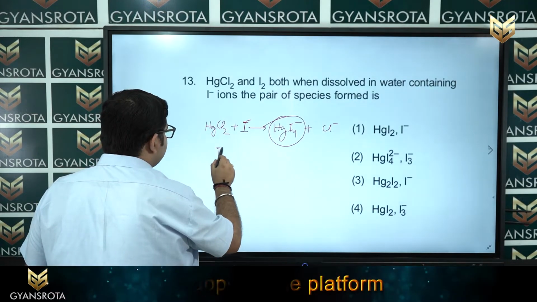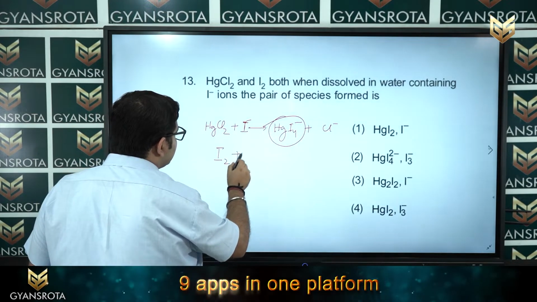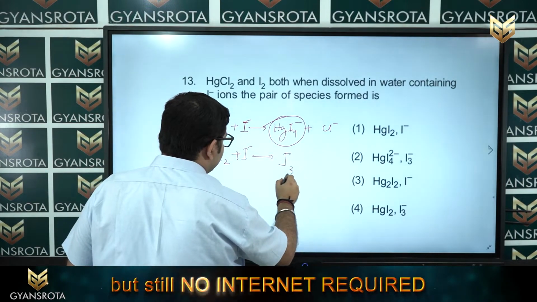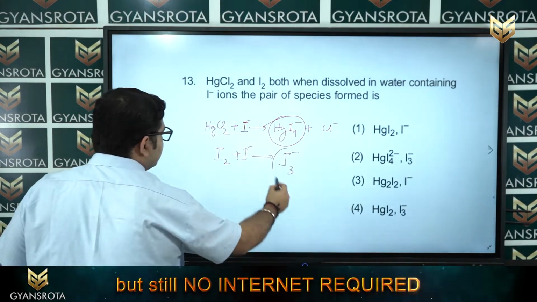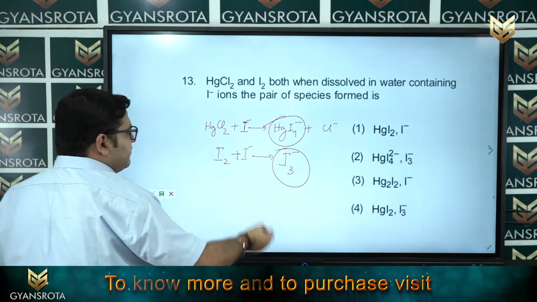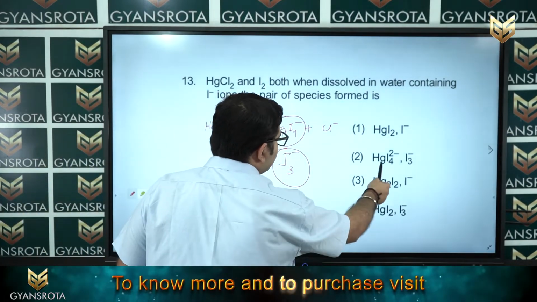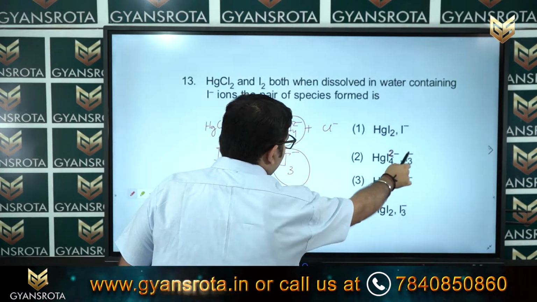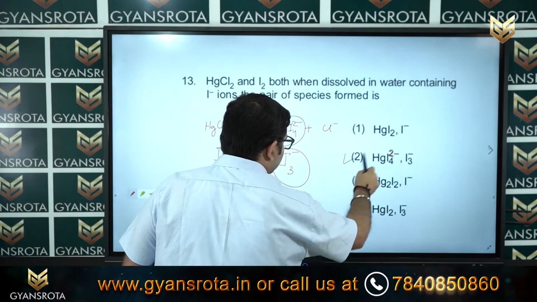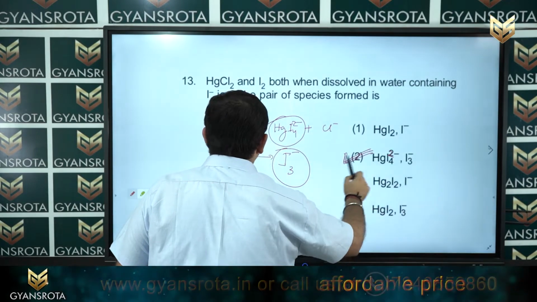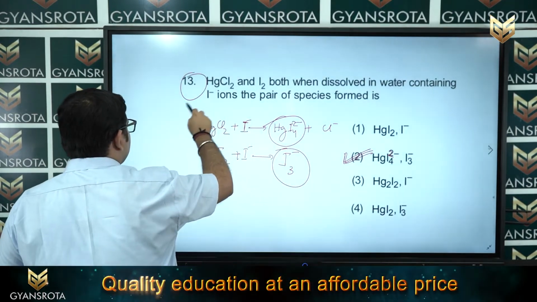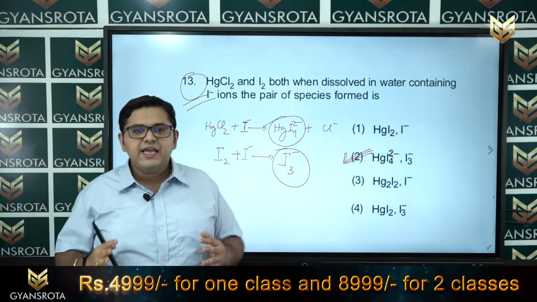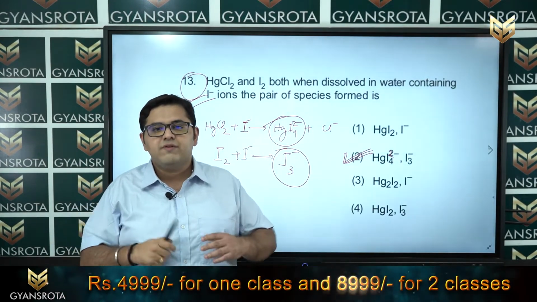Another one, if I2 reacts with I minus, you will obtain I3 minus. So, this is your product. If you see in option number 2, HgI4 2 minus and I3 minus, you will get the answer. So, option number 2 is the correct answer of question number 13. This question is taken from your d and f block chapter of class 12 NCERT.